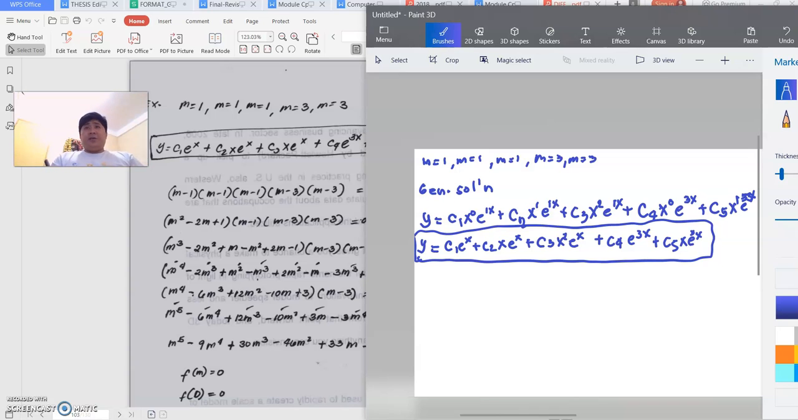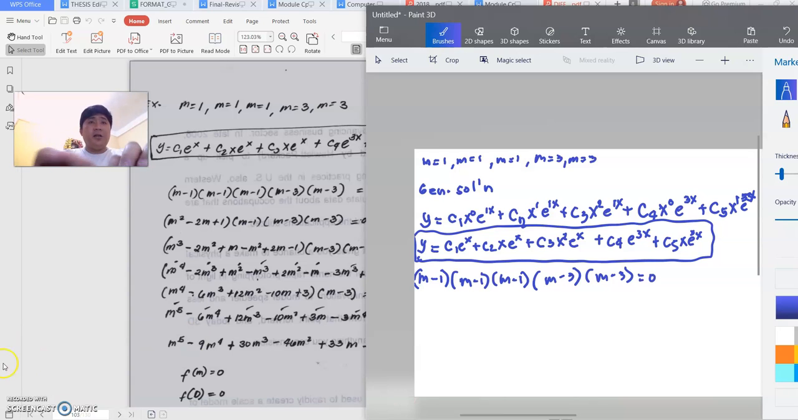From there, since we have these roots, we can also get the differential equation. So what is the differential equation of these roots? Meaning you have m equals 1, so minus 1 when it moves over, it becomes 0. So m minus 1, m minus 1, m minus 1 times m minus 3 and m minus 3 equals 0.